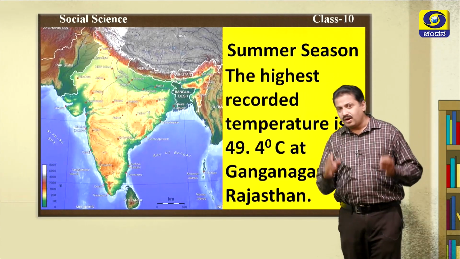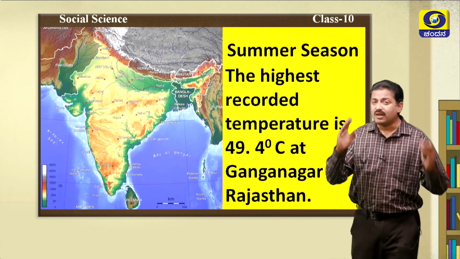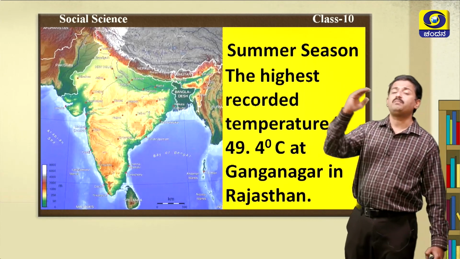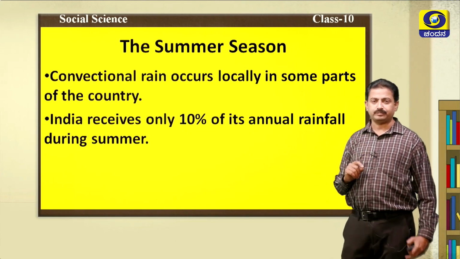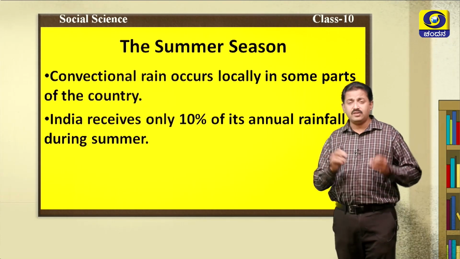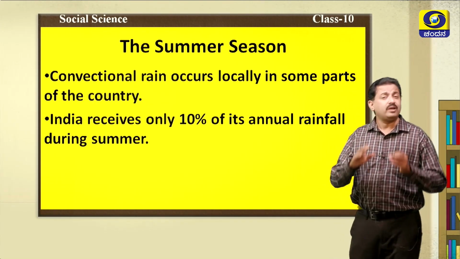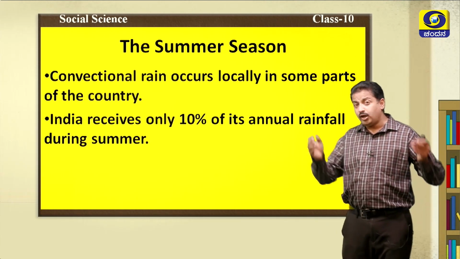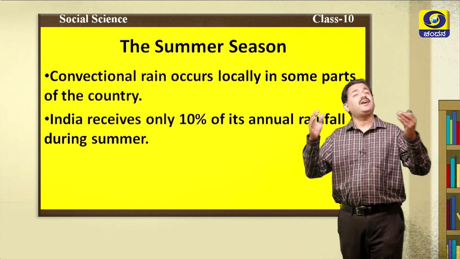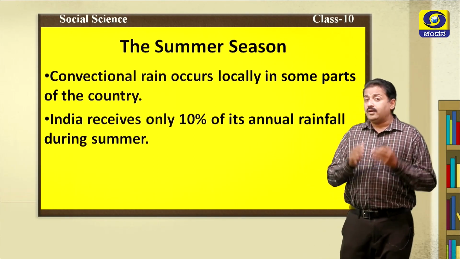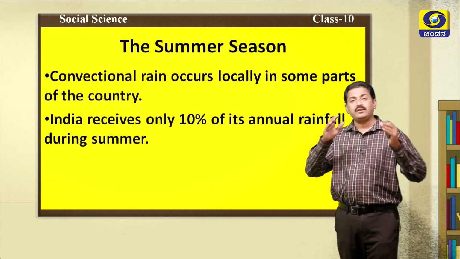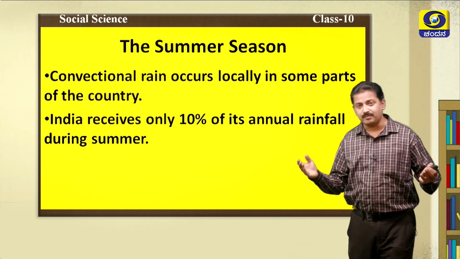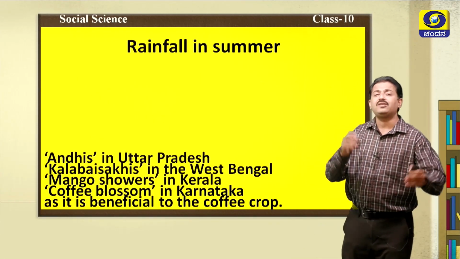There is a place called Ganganagar in Rajasthan which has the recorded highest temperature, that is 49.4 degree Celsius. During this season, India receives 10% of rainfall due to local heating and convectional current. So, some areas receive convectional rainfall and they are called by different names. Which are those names? Let us see them.